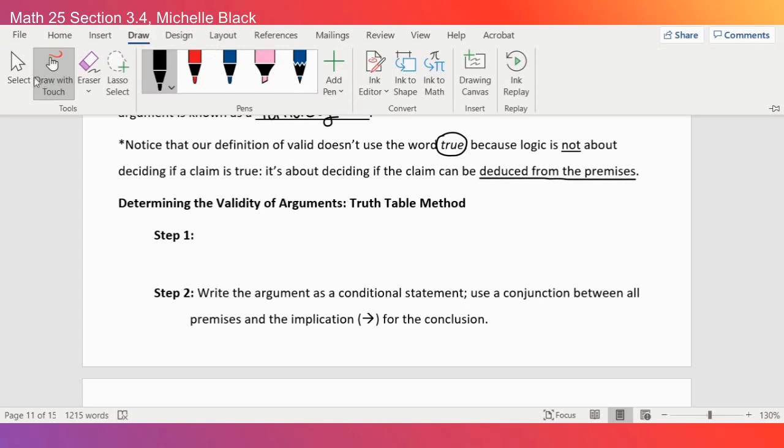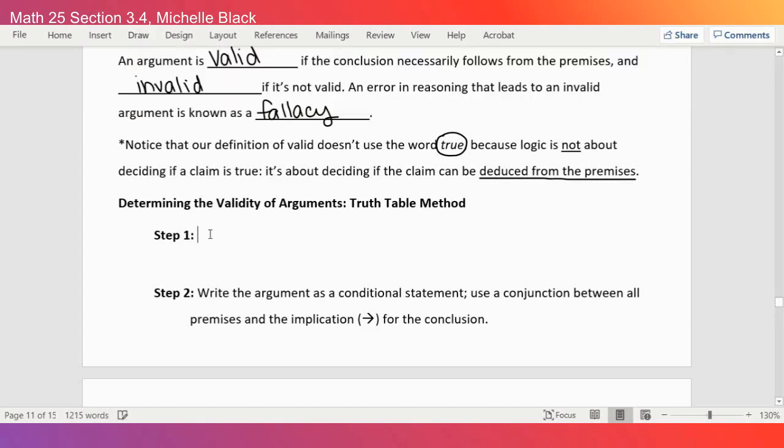So step one, when determining the validity of an argument using the truth table method, is to write the argument in symbols. Writing an argument in symbols is just like what we've been doing, where we write things as P or Q or R with our connectives and negations.